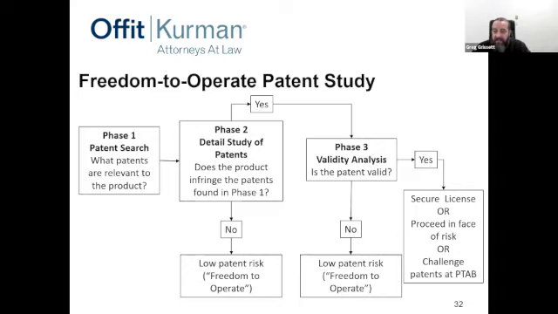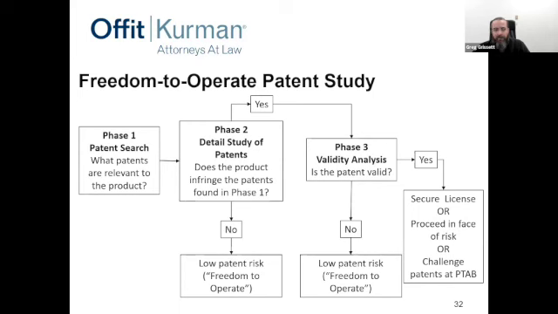You find the patents in phase one. Then you study them to see, does your product infringe the patents found in that phase? And you can see these pivot points. If the products do infringe, that doesn't mean you have liability. We still have validity that we could look at. Is the patent valid? If it's not, of course, you've got low risk and freedom to operate. If you determine that the patent is valid, then you can secure a license, or proceed in face of the risk, or consider challenging the patent claim. So this is just an overview of what the process is.